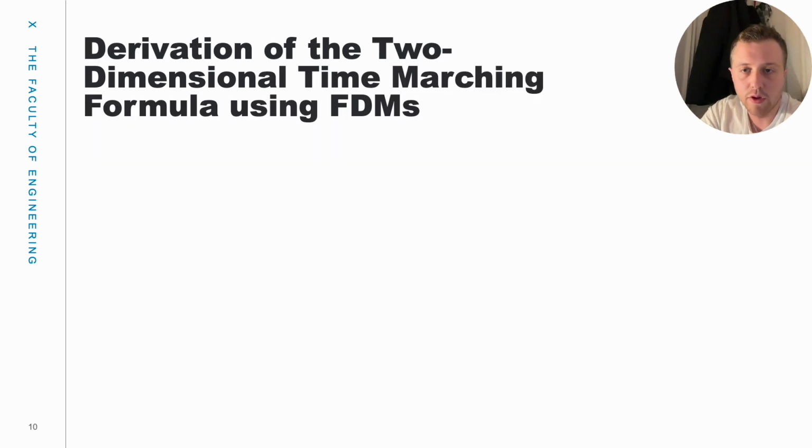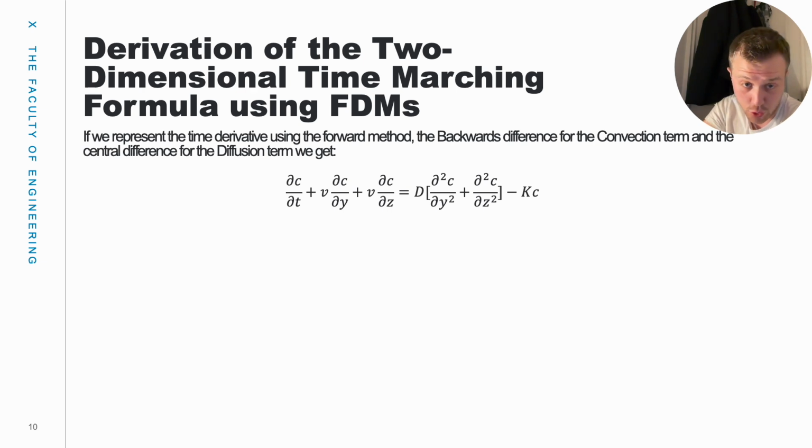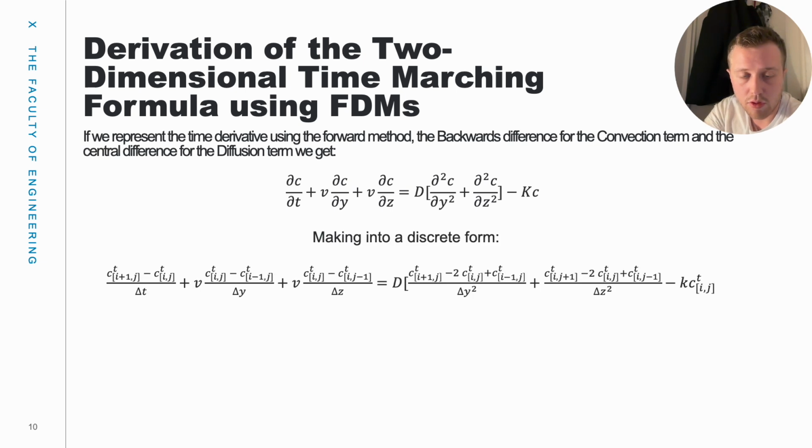Okay, so let's again look at the maths. We start off by using the forward difference method for the time partial derivative, backward difference for the convection partial, and the central difference for the second order diffusion partial derivative. And then we sub in these discretized terms, and you can get these results here.